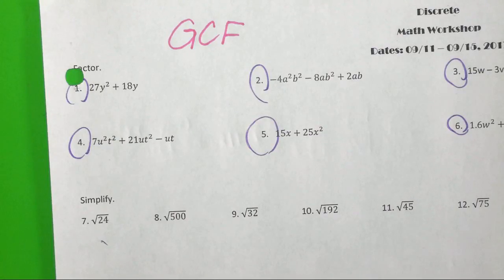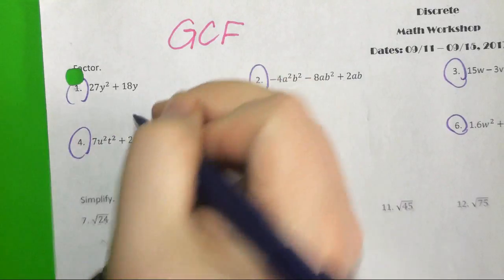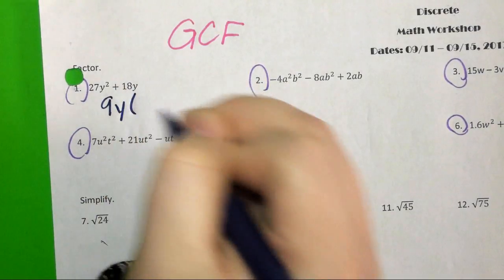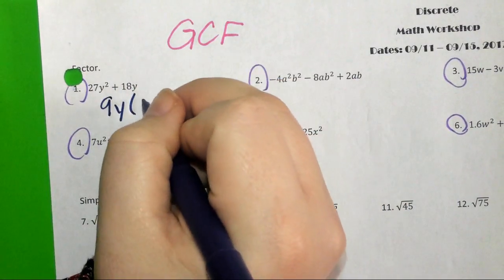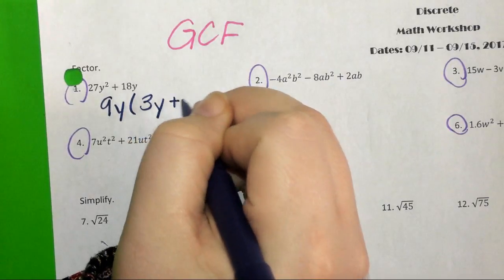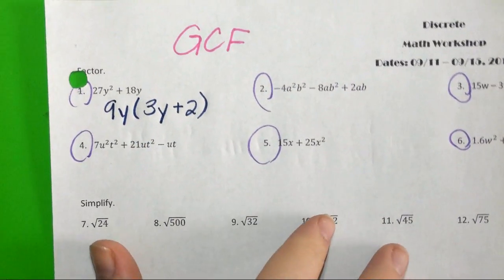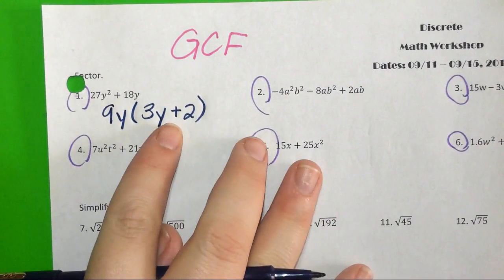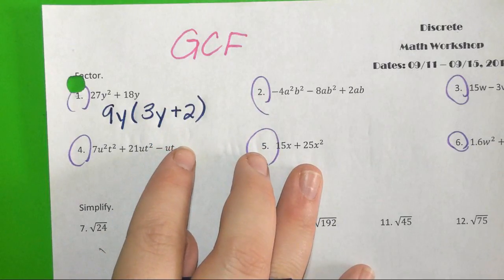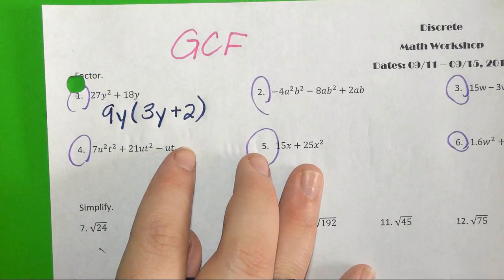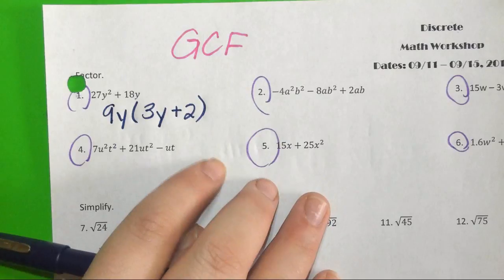Okay, let's see. Are there any volunteers for number 1? Yes, Lauren. I don't know if this is correct, but 9y and then, what's left? 3y plus 2. That's correct. The 9y was what they both had in common. She factored it out. She was left with 3y plus 2. A point for Lauren's group. That makes so much sense.